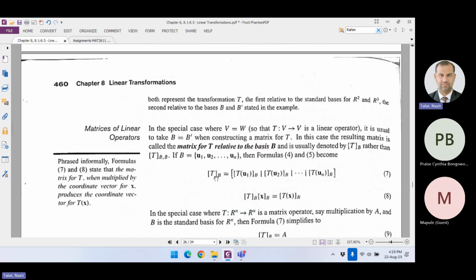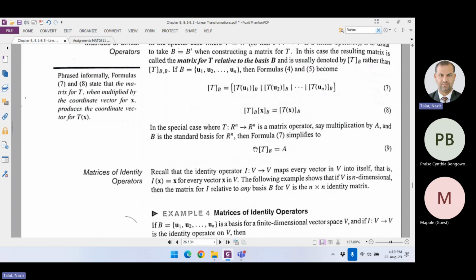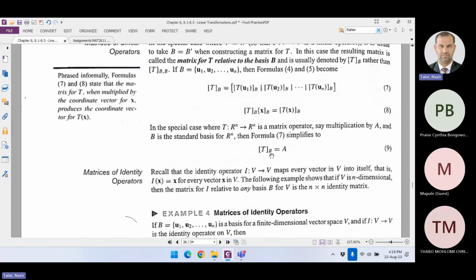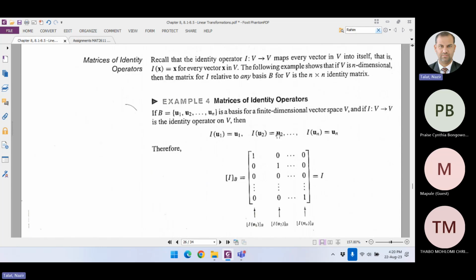Now, this is the idea, as we know that TB, we can just combine TU1, TU2, and up to TUN from the set B. And behind the linear transformation, there is a standard matrix, and we can get the standard matrix based on the basis set B. Normally, or in some cases, we can take B as a standard basis of the domain set. Also, there are many examples for the identity operator. We know that there is a linear transformation. In that case, B and B prime will be the same. So this is the matrix of an identity operator.